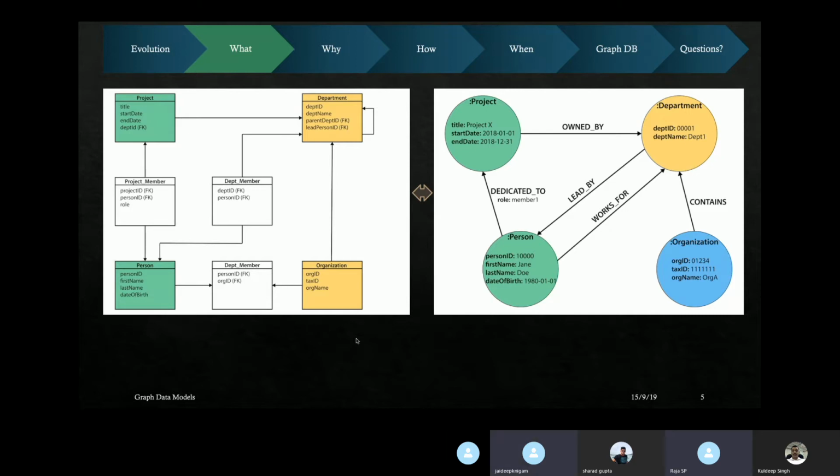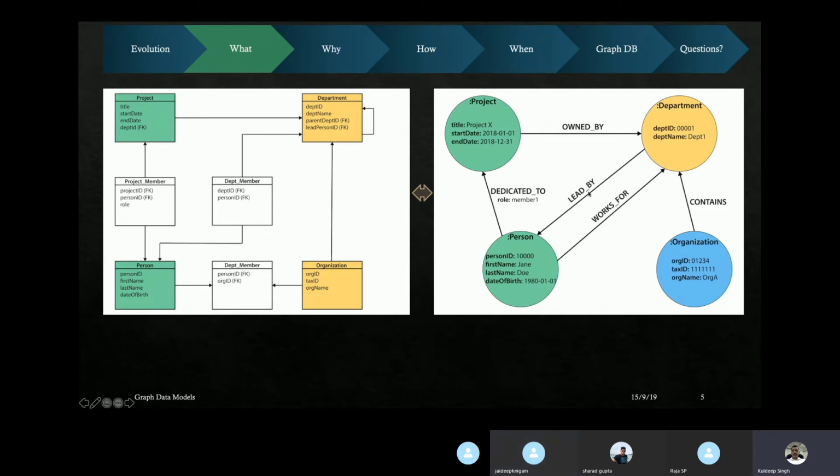Okay. Kuldeep, you were saying that this graph data model is in nodes and relationships, with properties and tags. Can you show me the properties and tags in this? Are those listed here? I will tell you, but I will cover that in the how part.